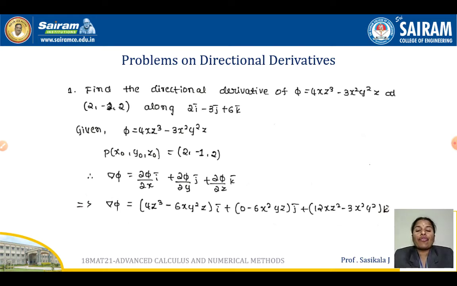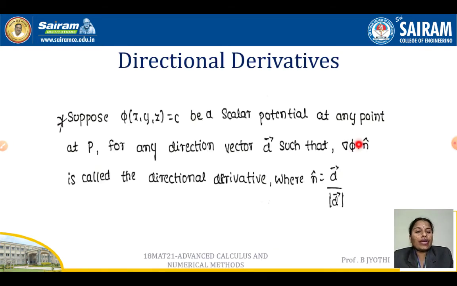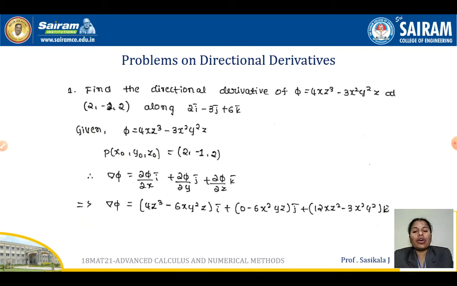The first question: find the directional derivative of phi is equal to 4x z cube minus 3x squared y squared z at 2 minus 1 2. So x is 2, y is minus 1 and z is 2, along 2i vector minus 3j vector plus 6k vector. It's a direct question asking for the directional derivative. As per the definition, the directional derivative is del phi dot n cap, right? So n cap is along the direction which has been given. So the direction vector is there, the scalar potential phi is there, and a point is also given.